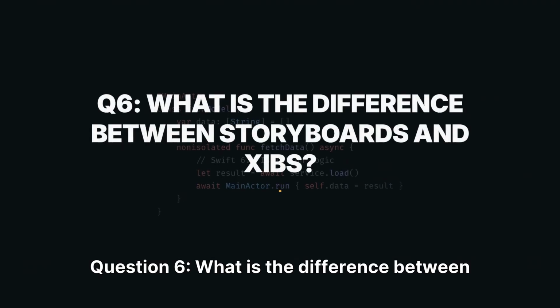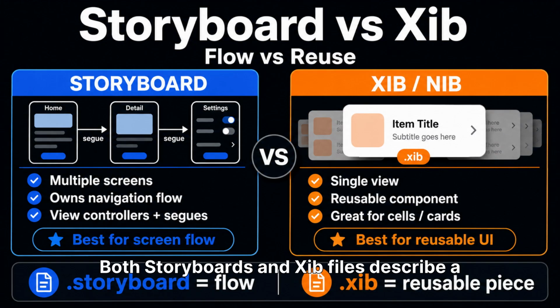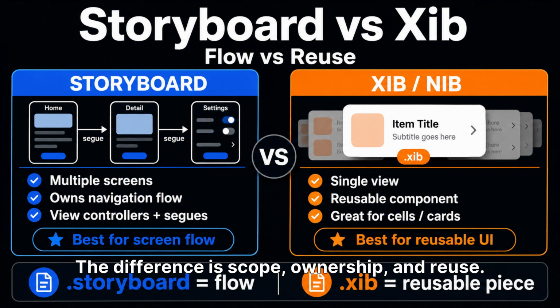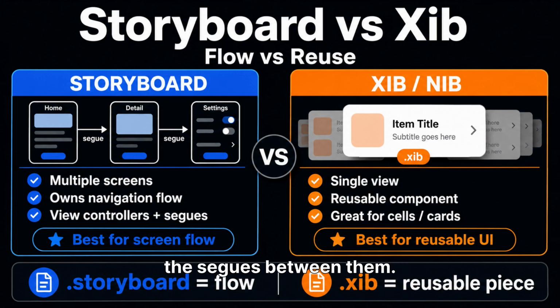Question 6. What is the difference between storyboards and xibs? Both storyboards and xib files describe a UI. The difference is scope, ownership, and reuse. A storyboard contains multiple view controllers and the segues between them. It owns the flow. A xib, or nib, describes a single view or controller in isolation. It is a reusable component.